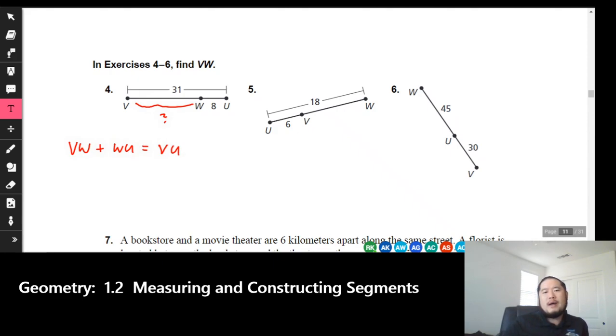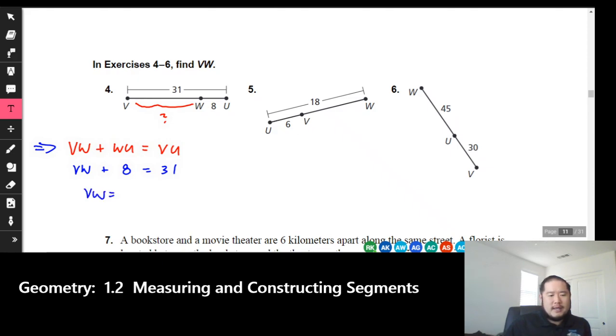Always start off by writing down the equation first, and then after that we can go ahead and substitute things in. We don't know what VW is, so we can just leave that right here. VW plus WU is 8. That's equal to 31. So I constantly urge you, make sure in your homework, in order to get full credit, you must have your segment addition postulate and make sure you write that down first.